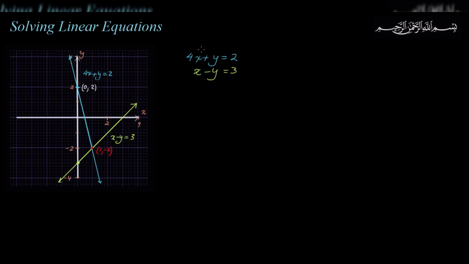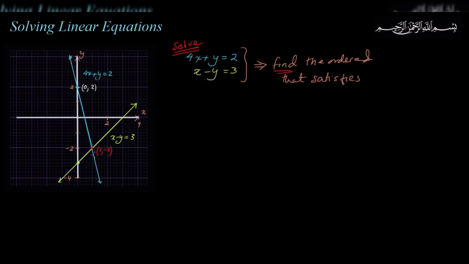Now, when we say solve linear equations, or solve this set of equations, we mean that if you're given equations of lines, we are to find the ordered pair that satisfies both equations. So when we say solve a pair of linear equations, that means finding the ordered pair that satisfies both equations. And that's what we're going to learn today.